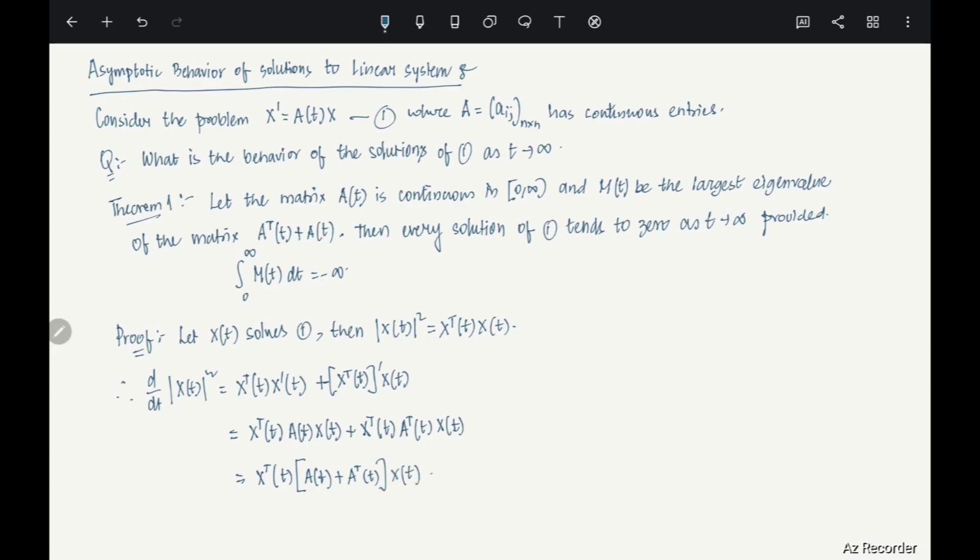This is okay. Now you see this matrix, one beautiful thing about A of t plus A transpose of t is it is symmetric. So since A transpose of t plus A of t is symmetric, and m of t is given to be the largest eigenvalue, right? Is the largest eigenvalue.